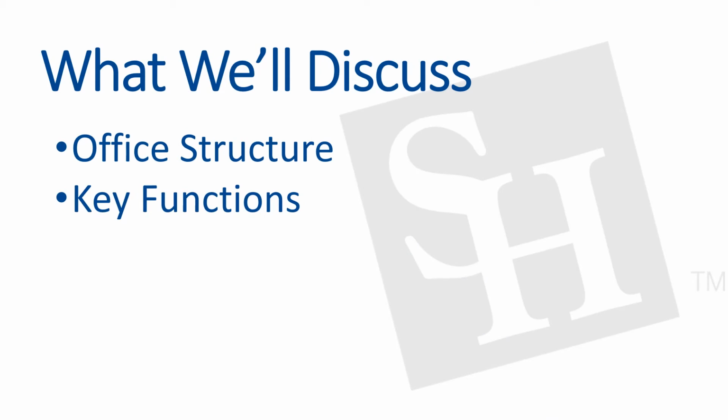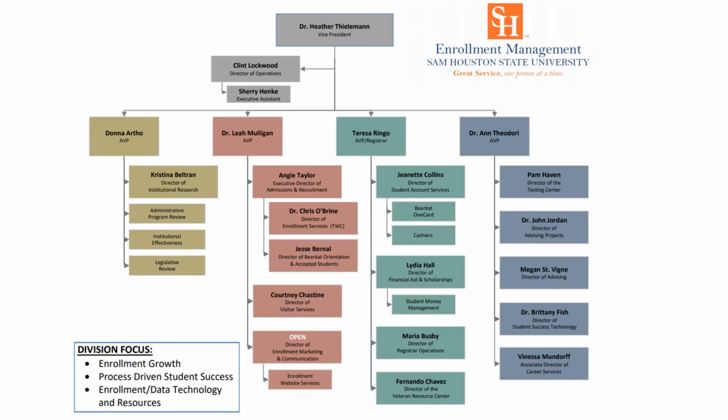In this short video, we'll discuss office structure and key functions of the Office of Institutional Effectiveness. Our department is part of the Division of Enrollment Management, led by Dr. T, as we discussed in the SHSU overview video. The names shown on this org chart are subject to change, of course, but you can see how our division is structured. We have 4 AVPs who report to Dr. T. Each of the AVPs has directors who report to them.